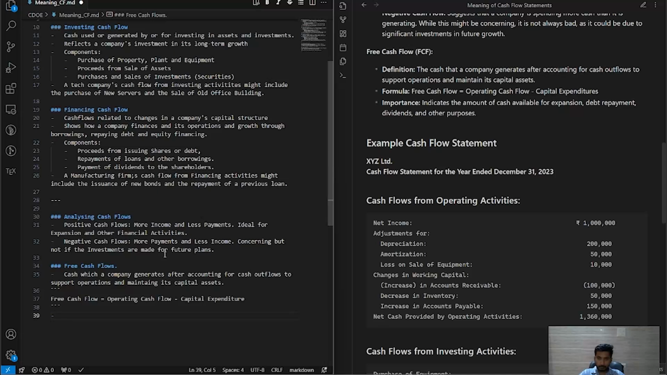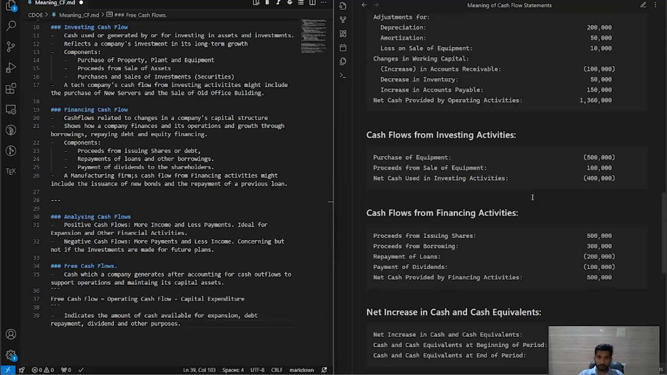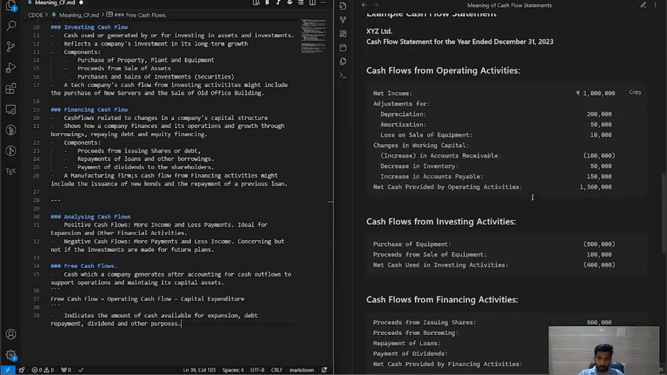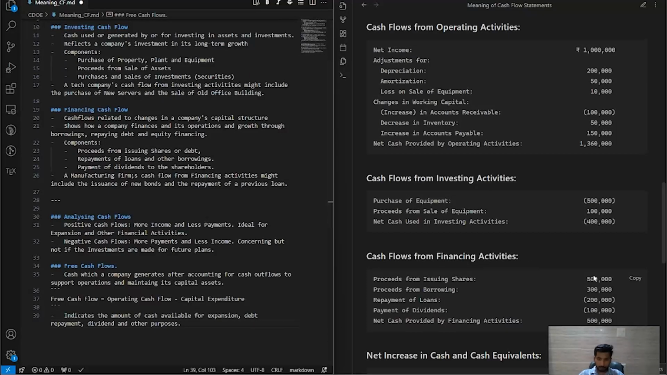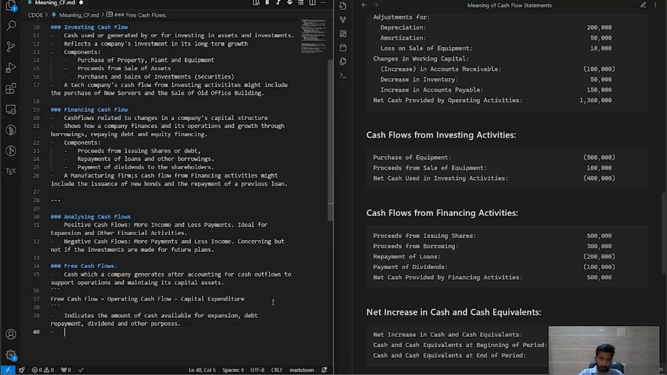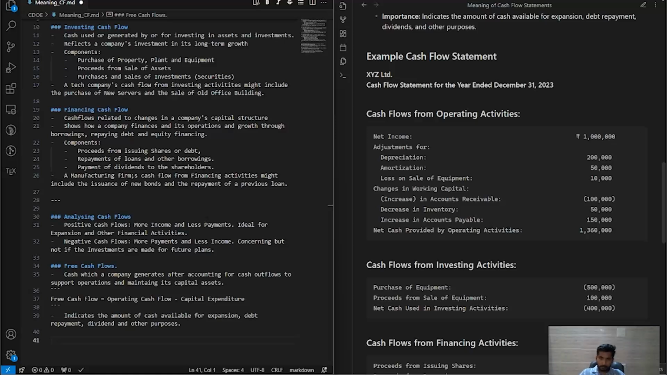And it indicates the amount of cash available for expansion, debt repayment, dividends, and other purposes. Let us just consider an example.